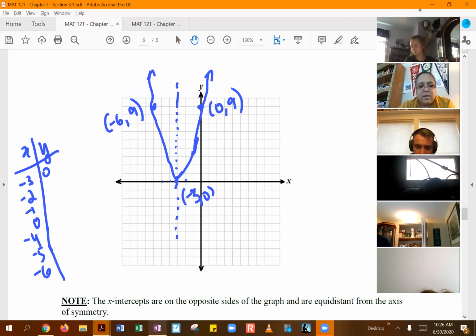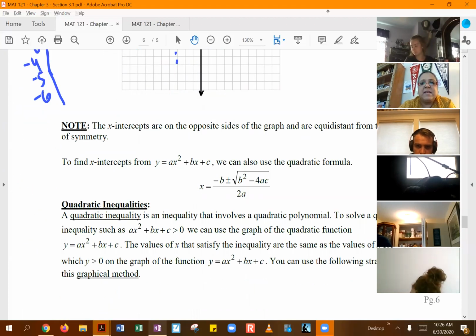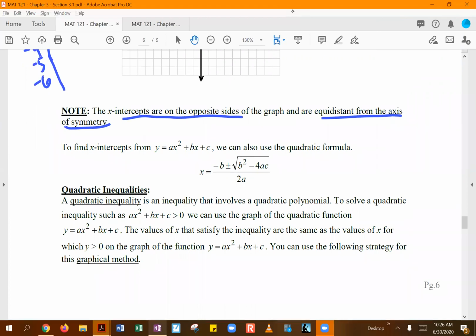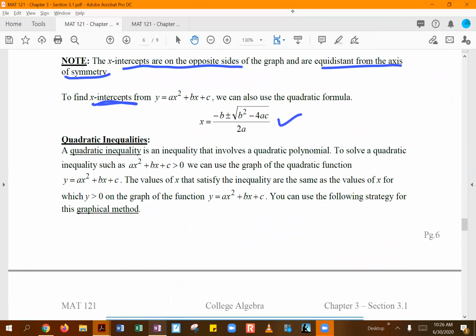Okay. As I was telling you guys earlier, you can definitely use the idea of symmetry, which is what I was showing you right now. So since the x-intercepts, they're saying are opposite sides of the graph, they are going to be equidistant from the axis of symmetry, but this is true for all points that are going to be on either side of your graph. Also, to solve the x-intercepts, you can always use the quadratic formula.